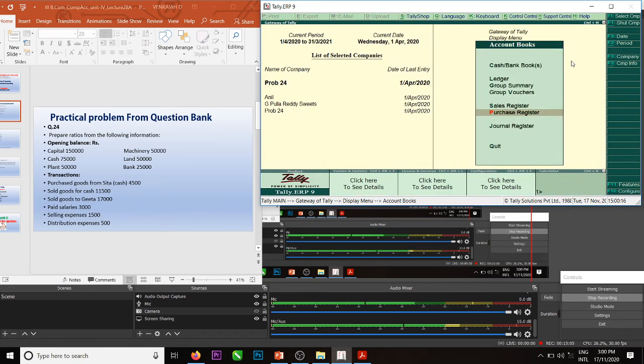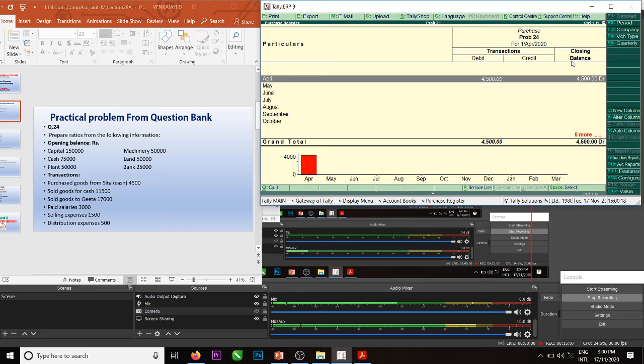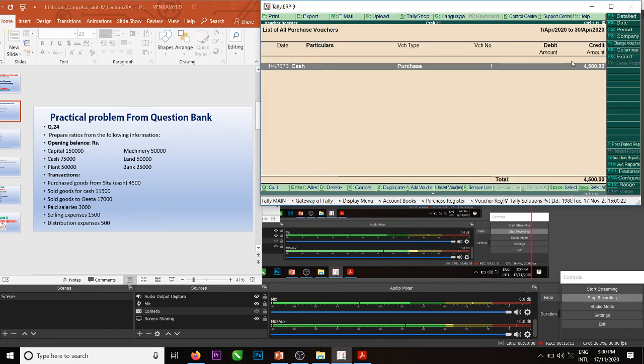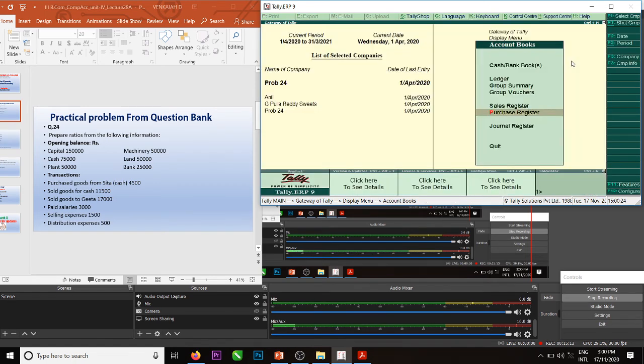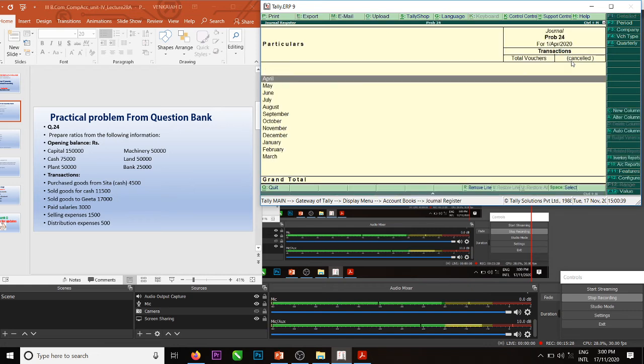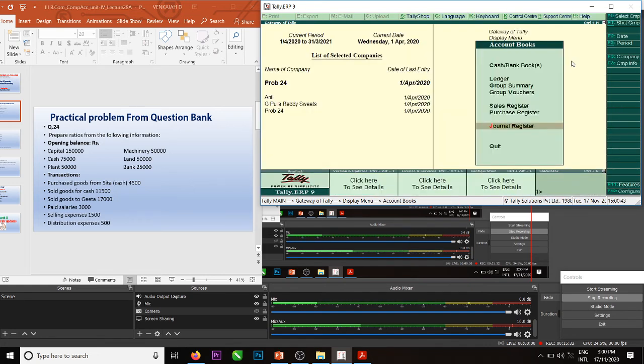Purchase register. Only one purchase is there. Click on that, it will go to a particular voucher. Journal register is which is not sales, which is not purchases, which is not cash related item. So that is comes under journal voucher. We don't have that type of vouchers. That's why it is not showing that one.